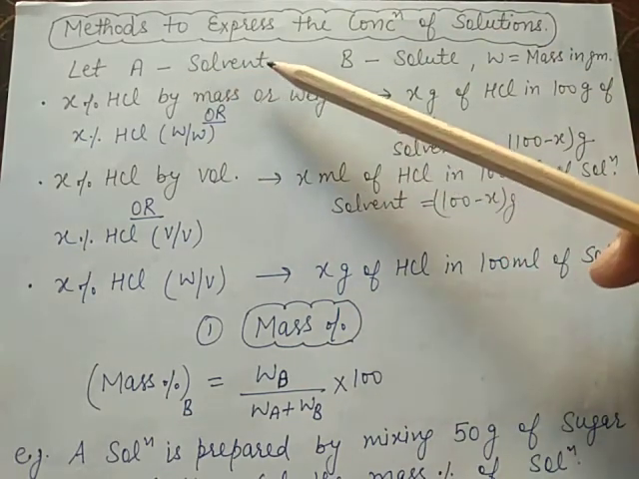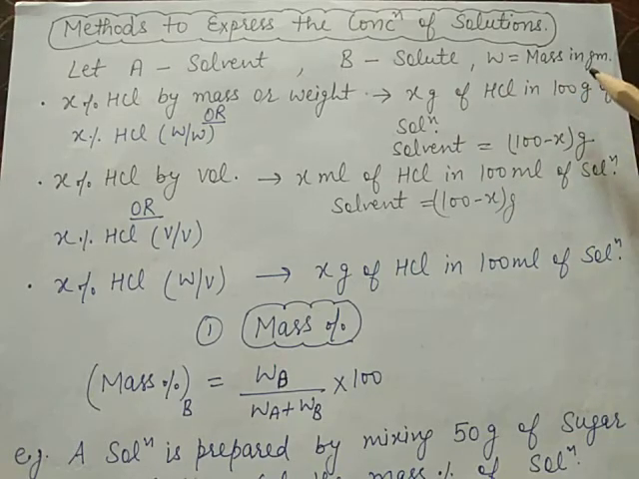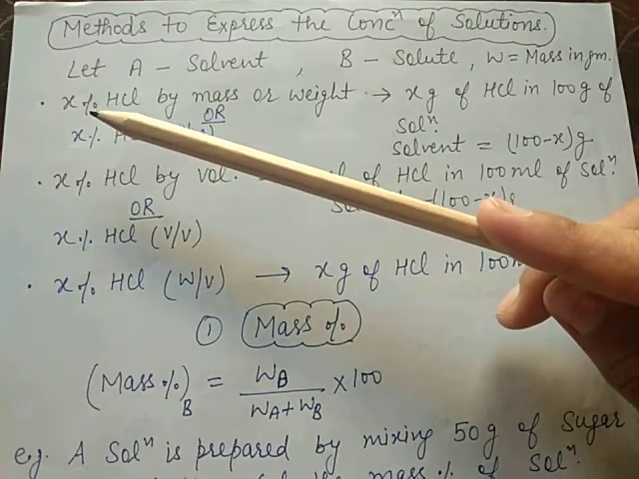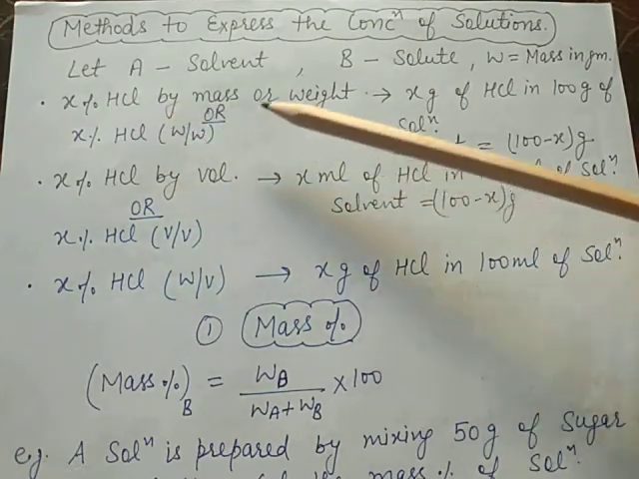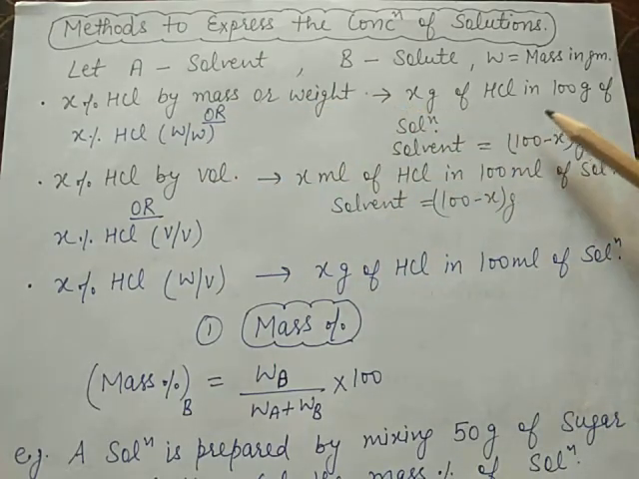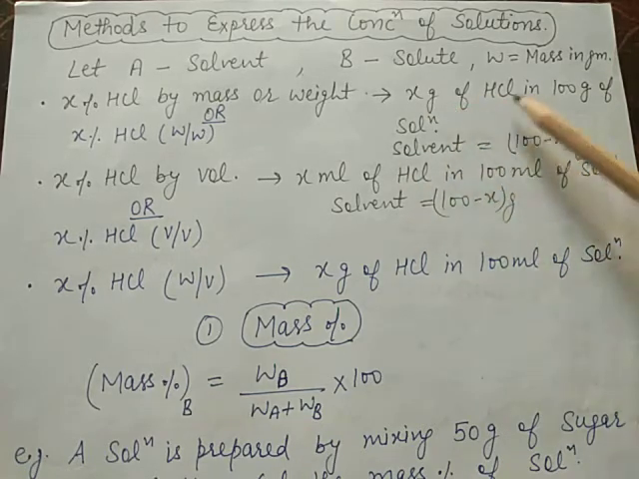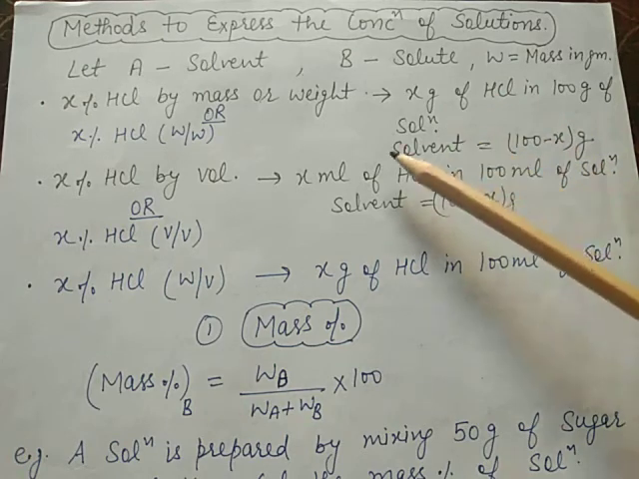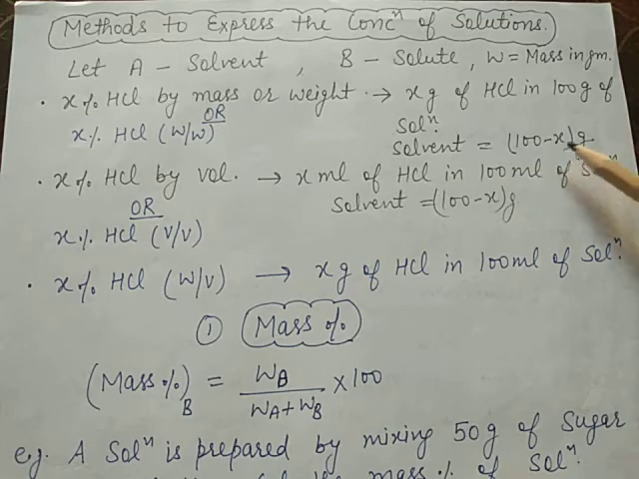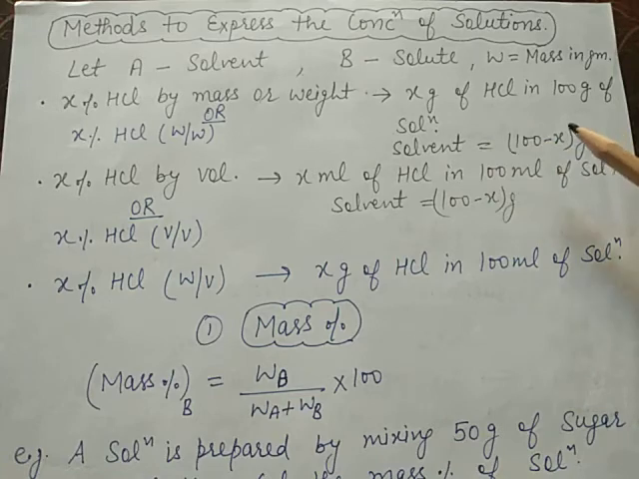Suppose A is a solvent and B is a solute. W is the mass in gram. First, X% HCl by mass or weight means W by W. It means X gram of HCl present in 100 gram of solution. But this HCl is solute. And how will you calculate the mass of solvent? Means 100 minus X gram. Because solute plus solvent is equal to solution.